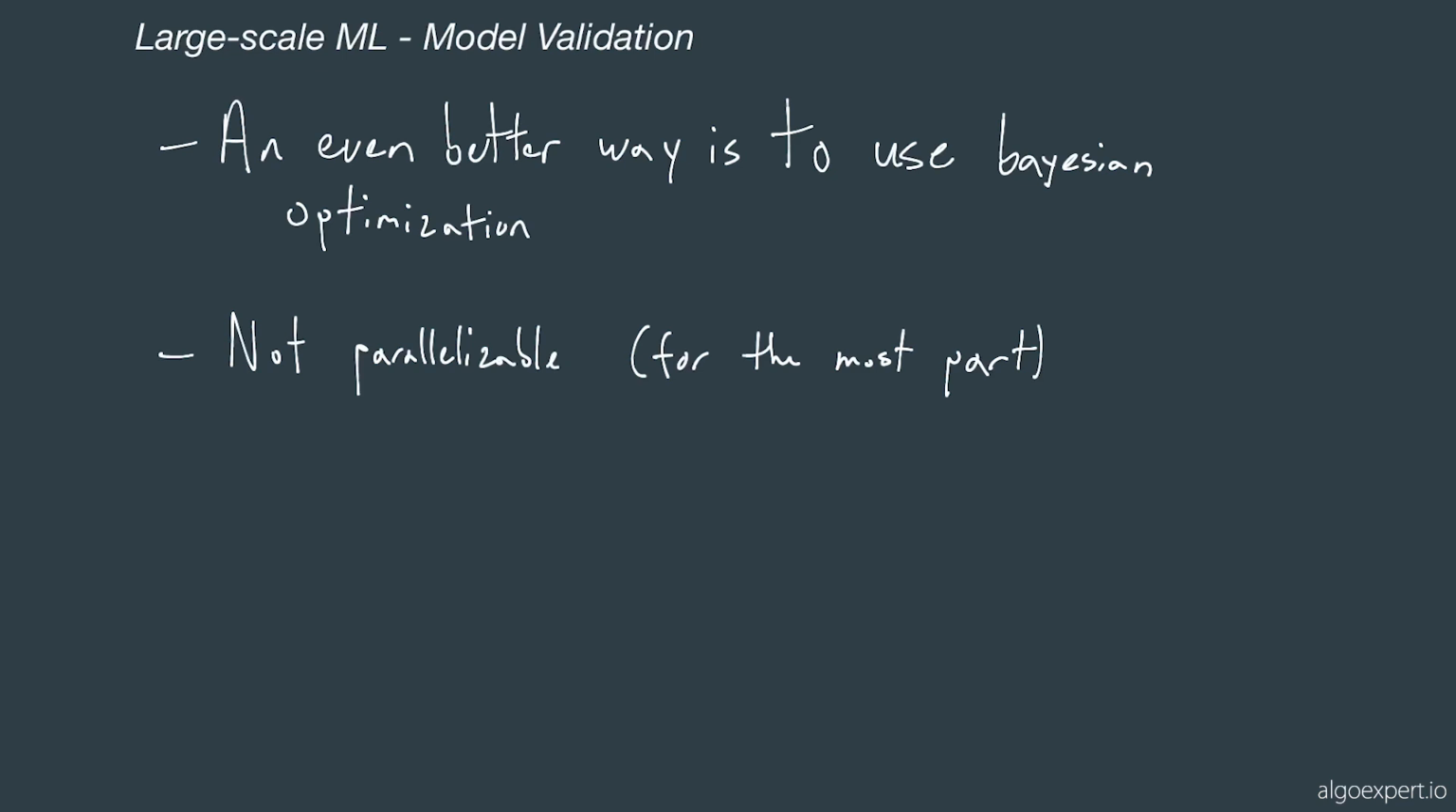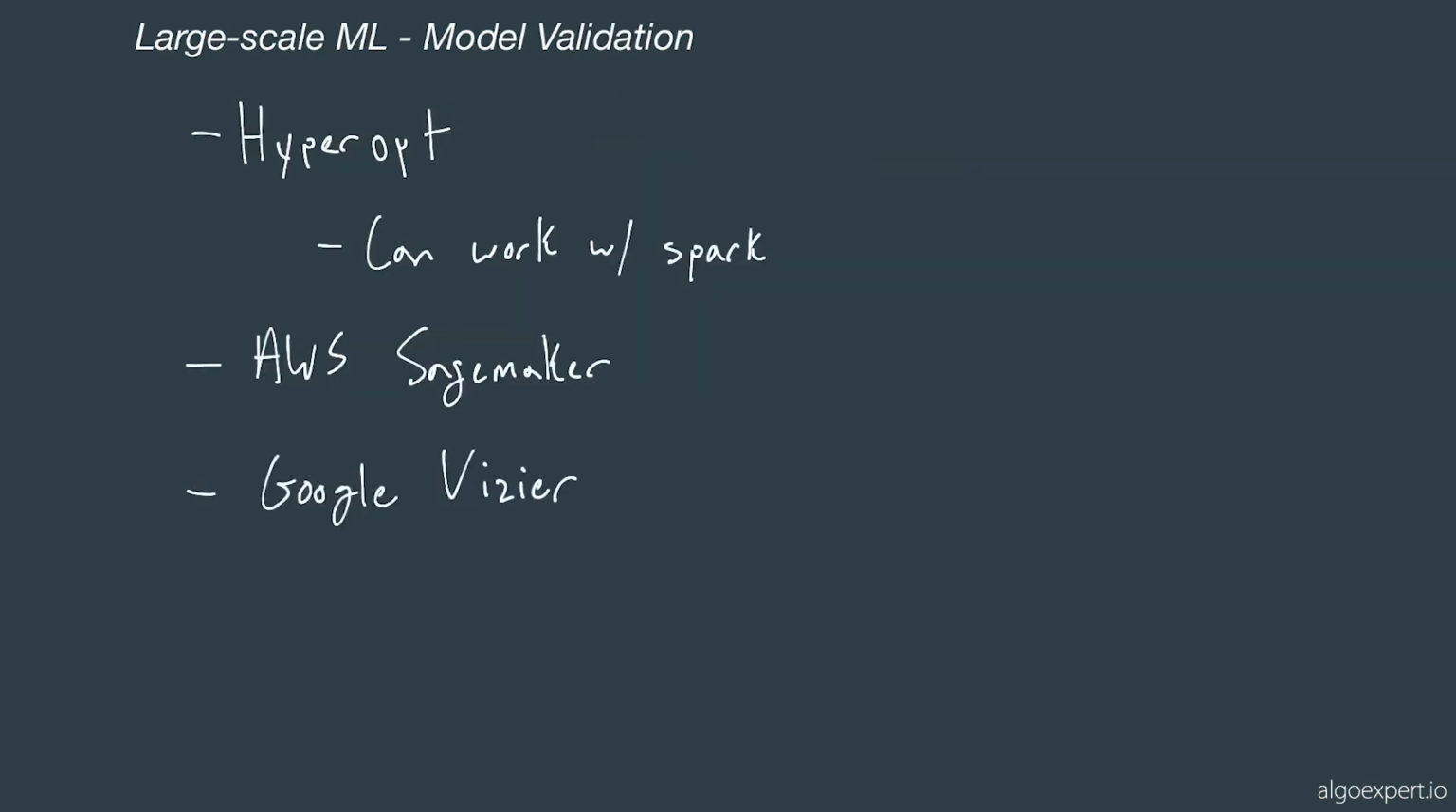Now, what are some tools that we can use to help us perform model validation, and more specifically, Bayesian optimization? Well, we can use HyperOpt, and that will work with Spark. We can use AWS SageMaker. That also has grid search, as well as Bayesian optimization. And finally, we can use Google Vizier. Let's go ahead and look at an example of how we can use HyperOpt to tune a logistic regression model.